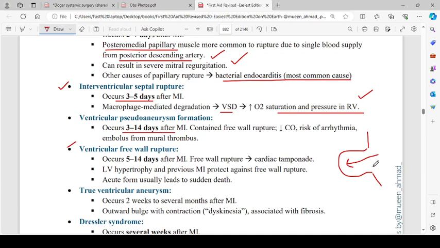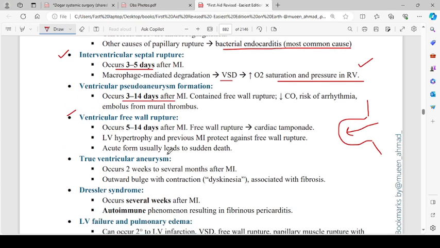Now, the scar tissue is formed at least 14 days after, right? So at least 2 weeks, it takes 2 weeks for the formation of scar. Now, once the scar is formed, it is strong enough that it will not rupture, but yes, it can balloon out. So it contained. Okay, so it is pseudoaneurysm.